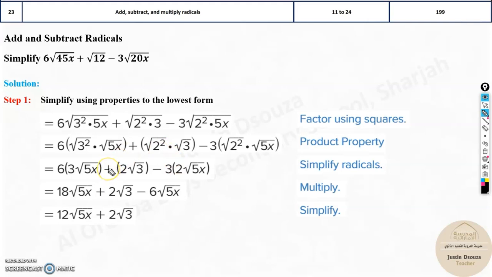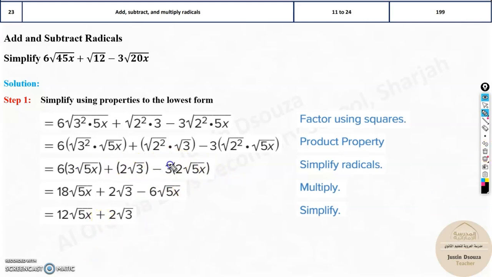So this is important. Before that, let's multiply all this inside. 6 times 3 is 18 root 5. 2 root 3. See, this root 3 will not be touched because there is no other term having 2 root 3. So that will be there in the final answer directly.